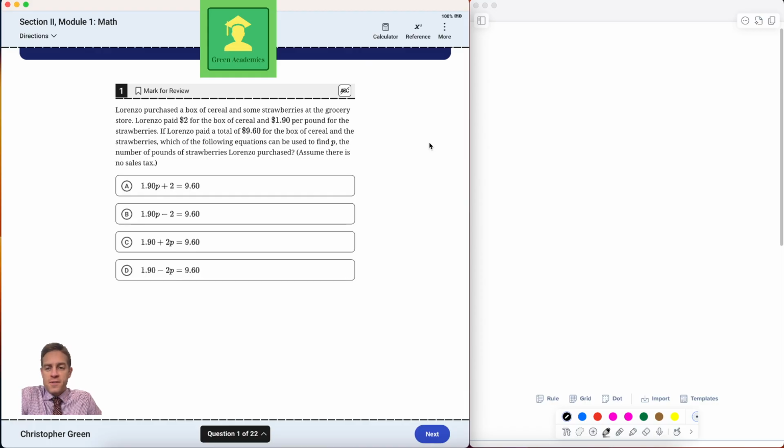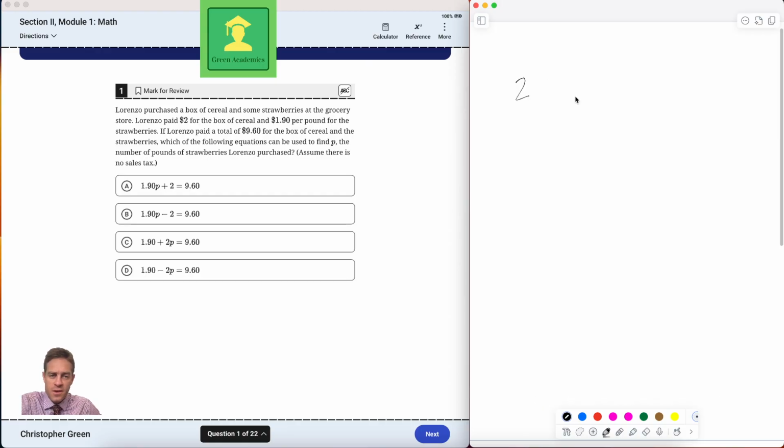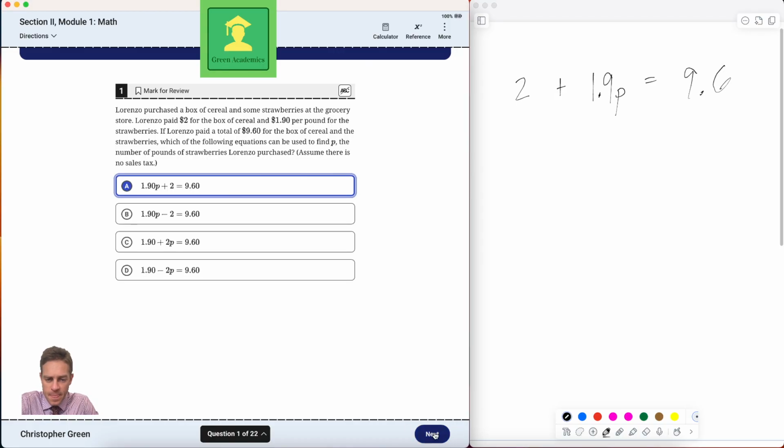Lorenzo purchased a box of cereal and some strawberries at a grocery store. Lorenzo paid $2 for the box of cereal and $1.90 per pound for the strawberries. If Lorenzo paid a total of $9.60 for the box of cereal and the strawberries, which of the following equations can be used to find P, the number of pounds of strawberries Lorenzo purchased? This one seems very straightforward. It's $2 straight up plus $1.90 per pound, and they tell you to use P as in Paul, would have to equal 9.6, and they write it in the other order, but that's A.